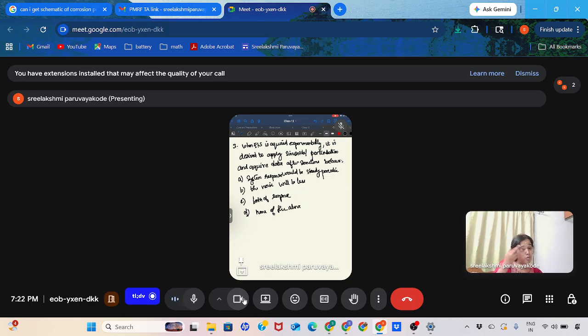When EIS is acquired experimentally, it is decided to apply sinusoidal perturbation and acquire data after some time. So is it because the system would become steady periodic, or because noise will become less, or both of the above, or none of the above? In this case, noise has nothing to do with the time you provide. If noise is there, it will continue through the system, or it may come and go. If you are giving some time, it is so that it becomes periodic. Initially it can be non-periodic, after which it stabilizes. So the option is system response would be steady periodic.